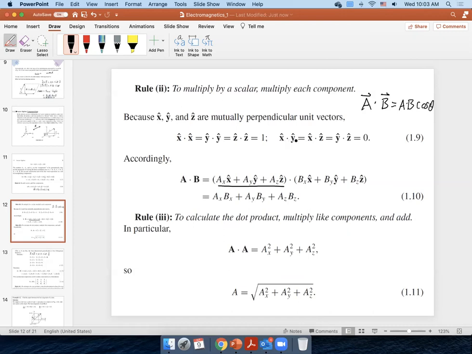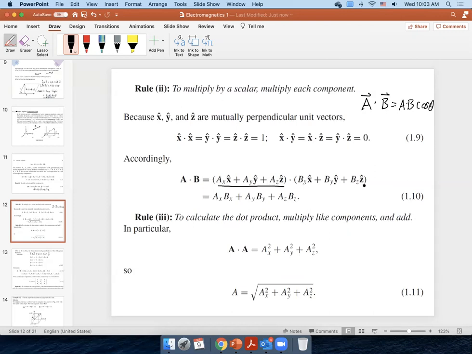And X dot Y equals 0 because the angle between X and Y is 90 degrees. They are perpendicular to each other. So you have 0 for X dot Y and also for X dot Z, Y dot Z. And then if you use A dot B, you can write them into component form.